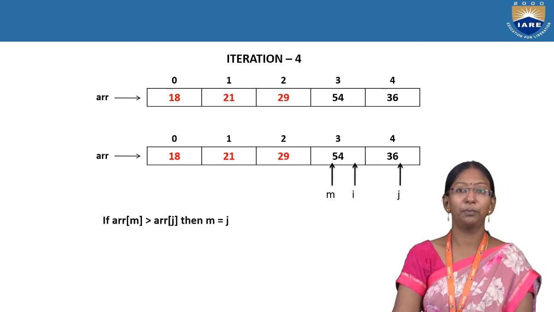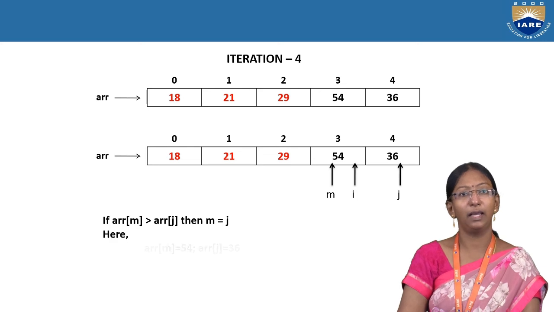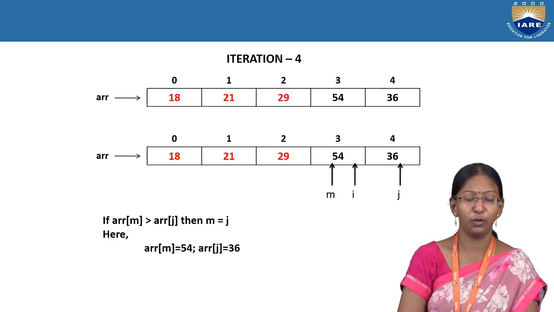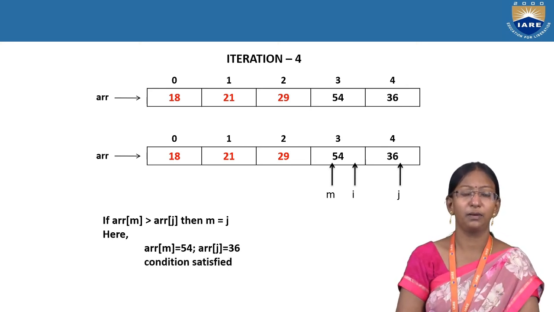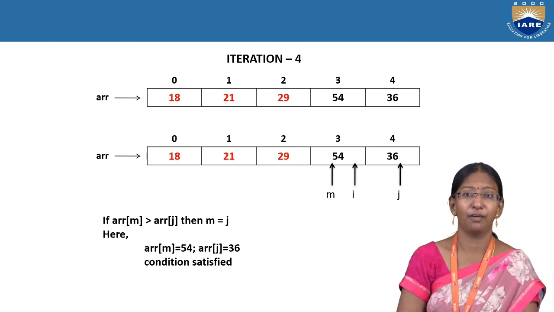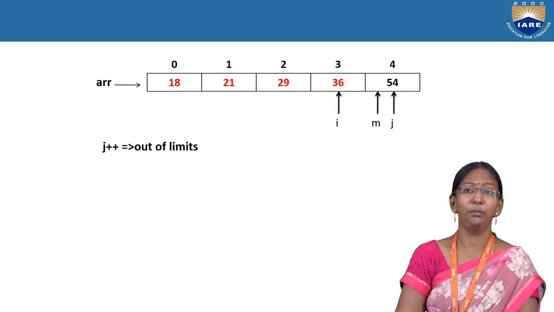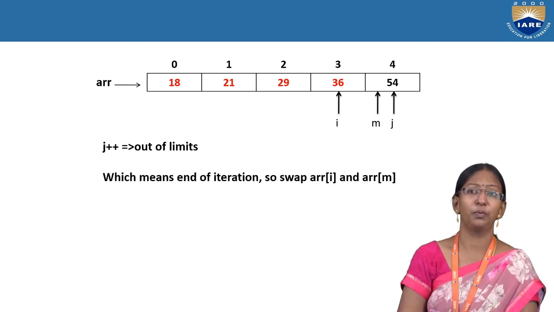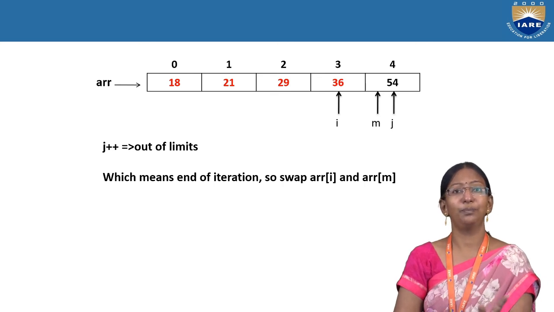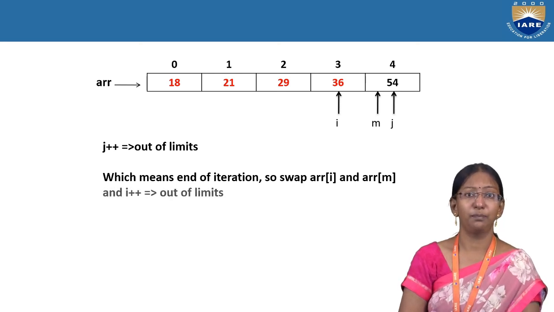Yes. Do the same comparison between the element pointed by m and j. Here m is pointing to 54 and j is pointing to 36. Is 54 greater than 36? Yes, condition satisfied. Move the pointer. M is going to point to 36 now, right? And increment the j value. If you increment the j value, what will happen? Out of limits. What do you mean by out of limits? End of iteration. Swap the elements pointed by I and M. That means I have to swap 36 and 54. And I can see that 36, the fourth element, has come to its right position.